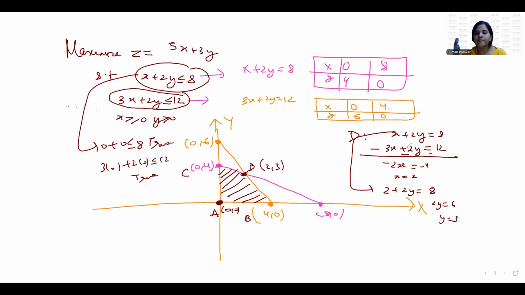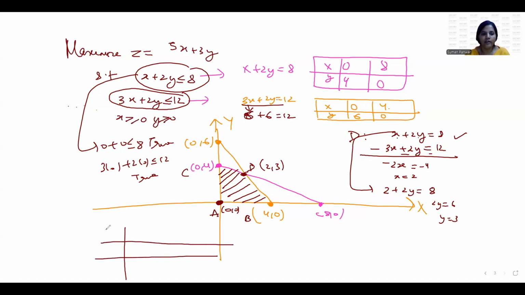Please verify. x equals 2, y equals 3: 2 plus 6 is 8, true. And then 3 times 2 is 6, and 2 times 3 is 6, 6 plus 6 is equal to 12, true. So our corner points are correct now. Now let's make the table. So corner point 0, 0, corner point 4, 0, corner point 0, 4, and corner point D 2, 3.